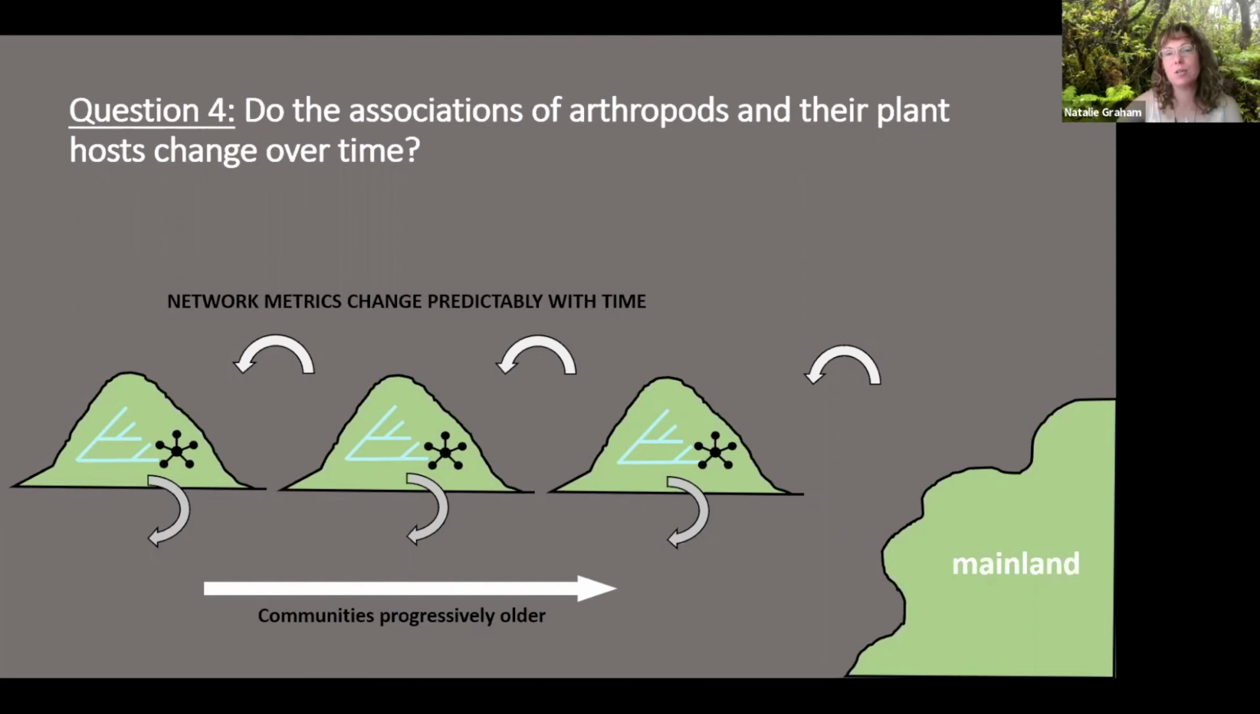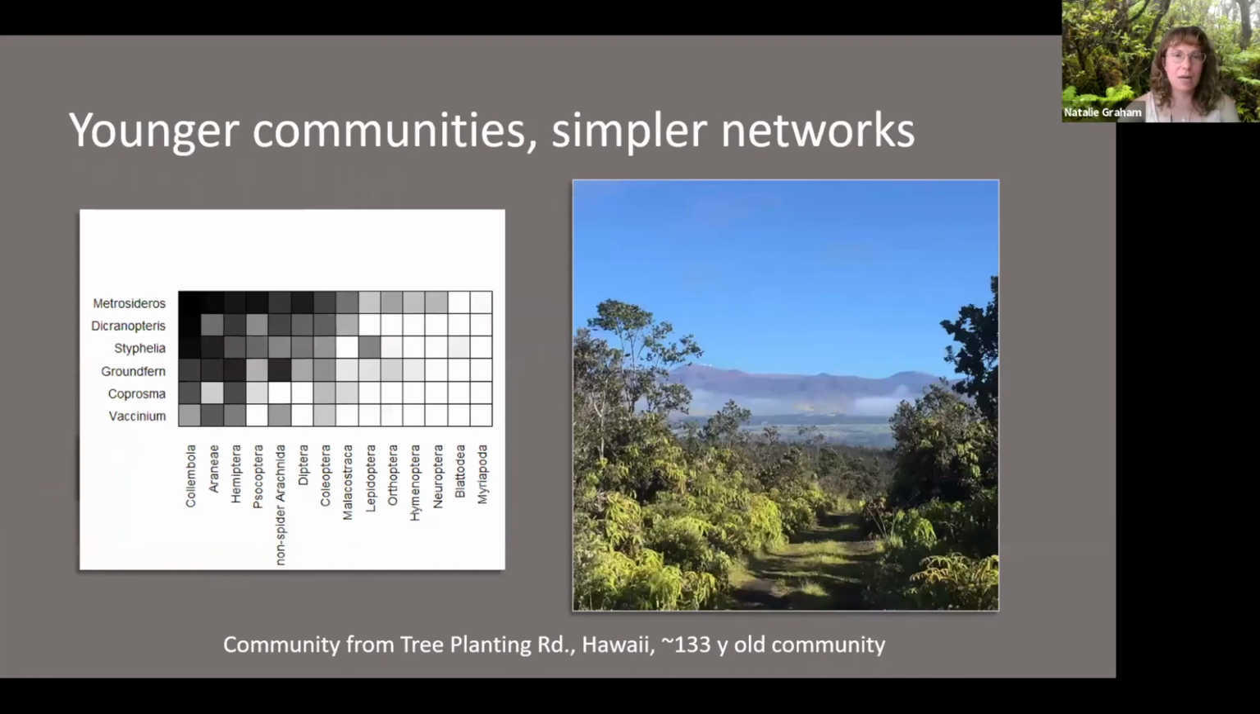Well, those are the relationships between the species on the top, the predator and the prey, versus the bottom, and so on. So let's look at some examples of networks and how we might measure them. Here, younger communities, like this community at Tree Planting Road, which is just 133 years old, we can look at the relationship between the community like this in a matrix form.